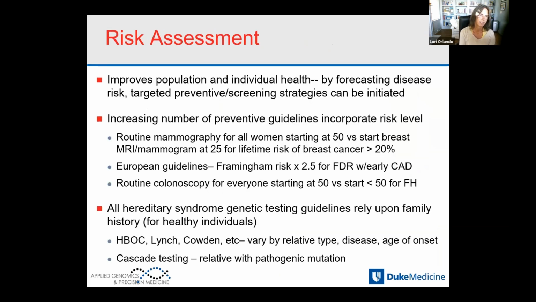So risk assessment can improve both population health as well as individual health. So it's applied to an entire population. It can lead to bucketing groups of people in that population to different types of strategies for managing that risk. But it also is critically important for an individual in terms of defining what they should do. So by forecasting the disease risk in that person, we're able to provide targeted prevention or screening strategies. And these are different than what we currently use as population level guidelines.